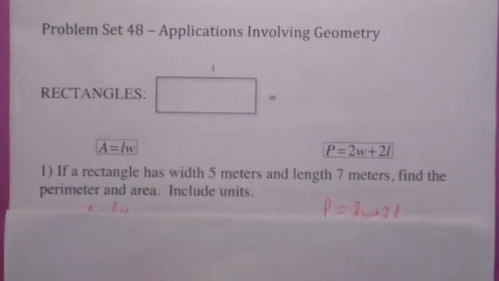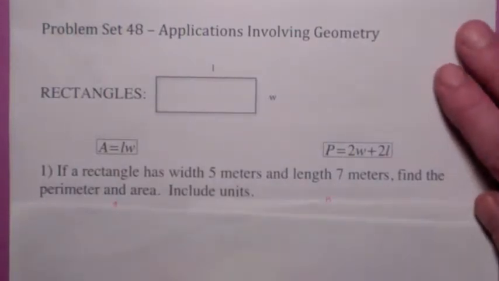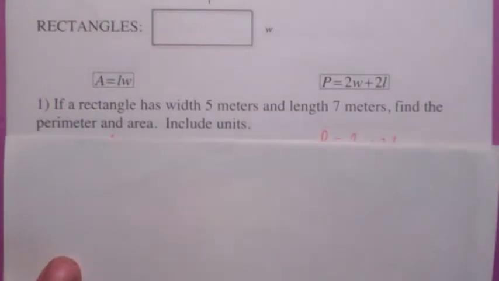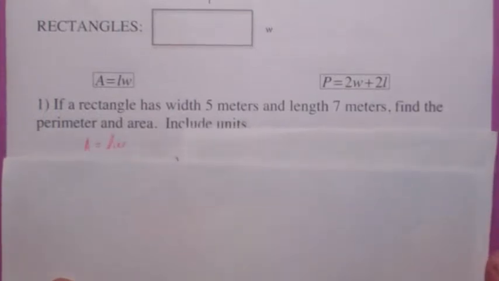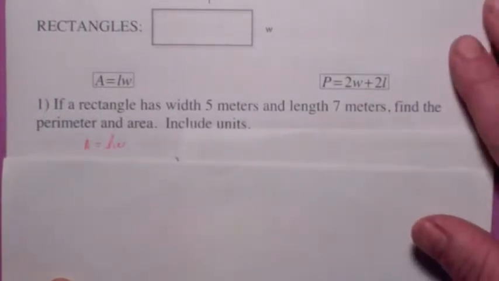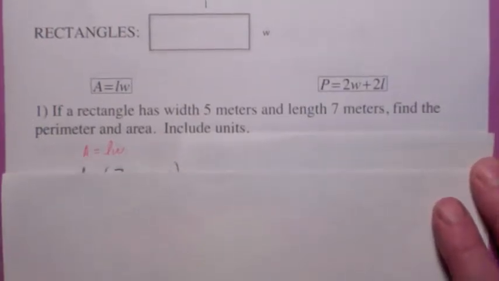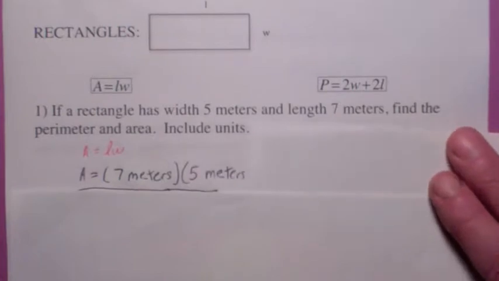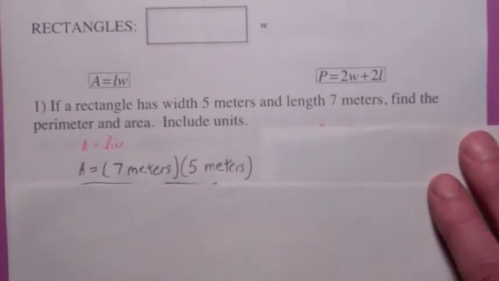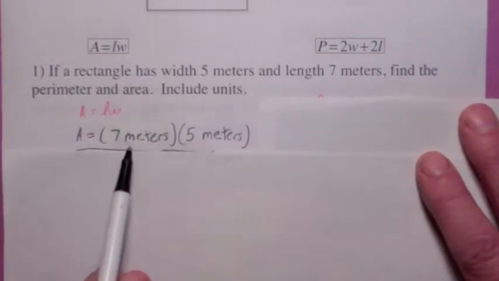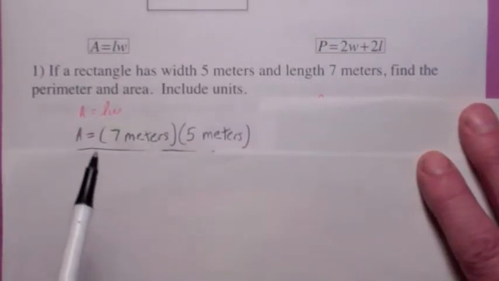Let's look at a simple example. Suppose I tell you that a rectangle has width 5 meters and length 7 meters. I want you to find the perimeter, the distance around, as well as the area. Let's do the area first. You have to remember the formula for area. Remember, it's the product of the two. So the area, if you're given that the length is 7 meters and the width is 5 meters, you multiply the two together.